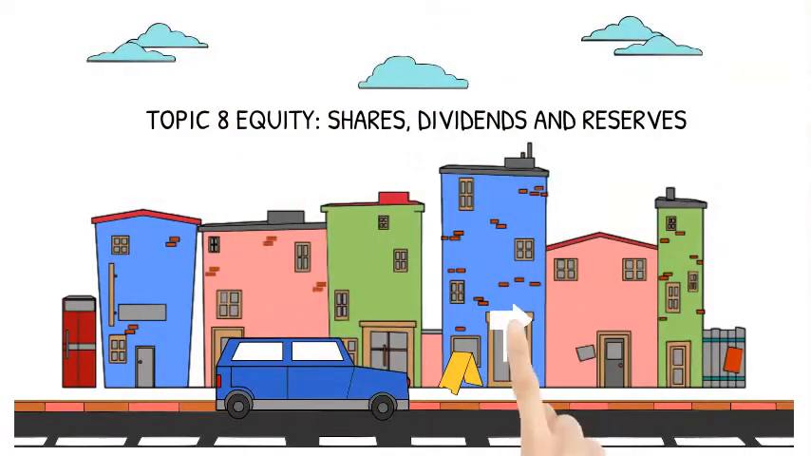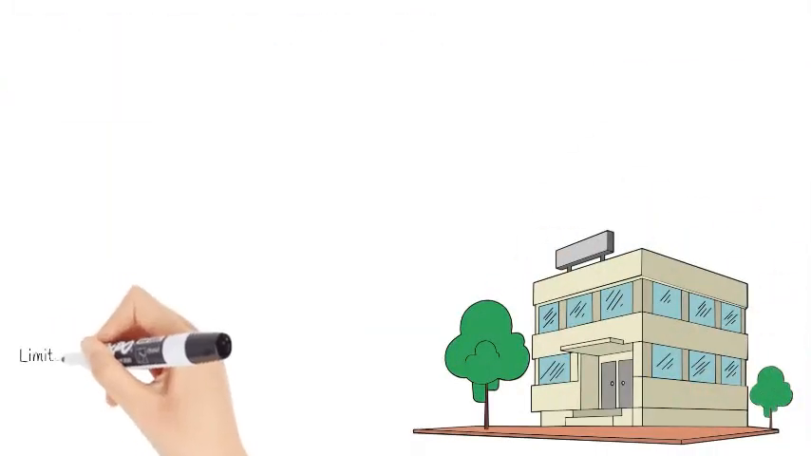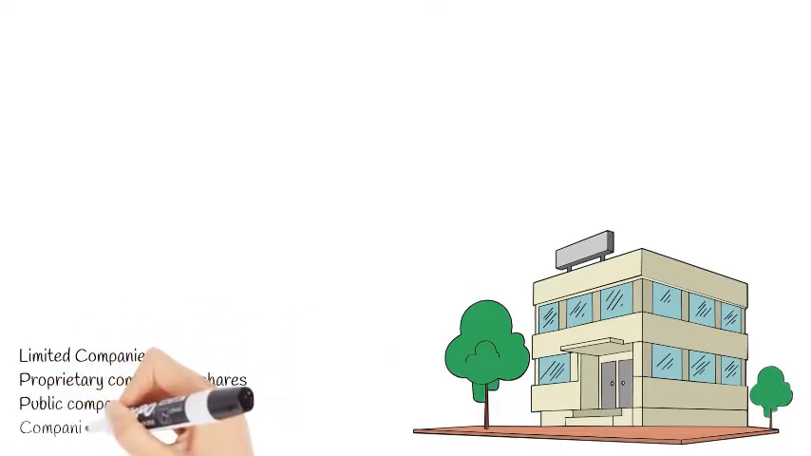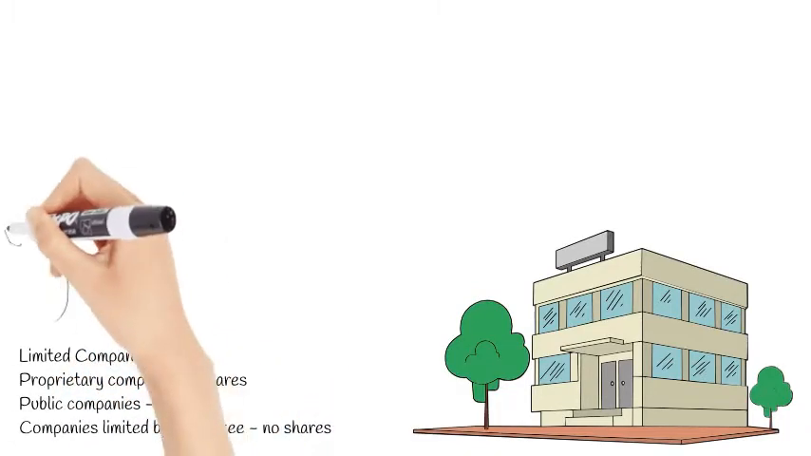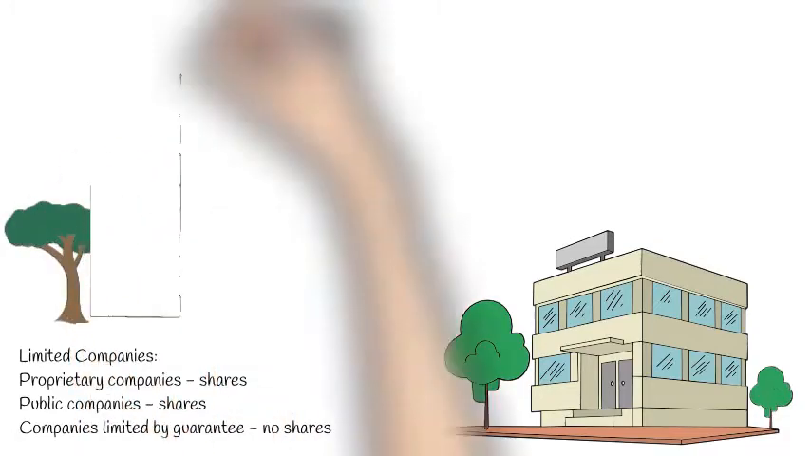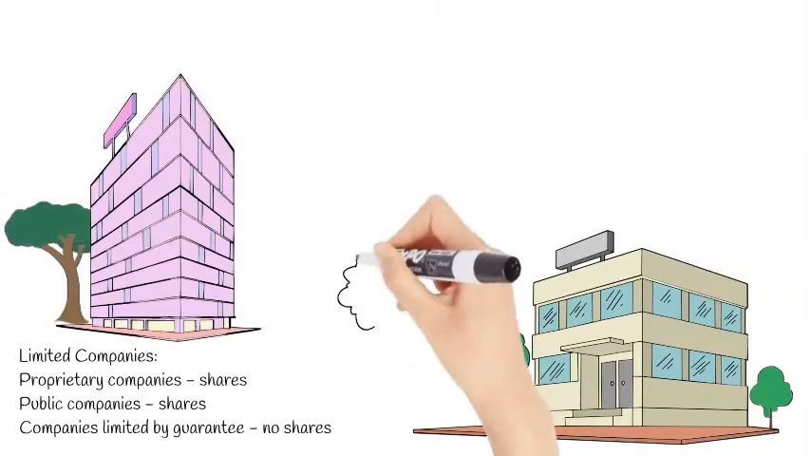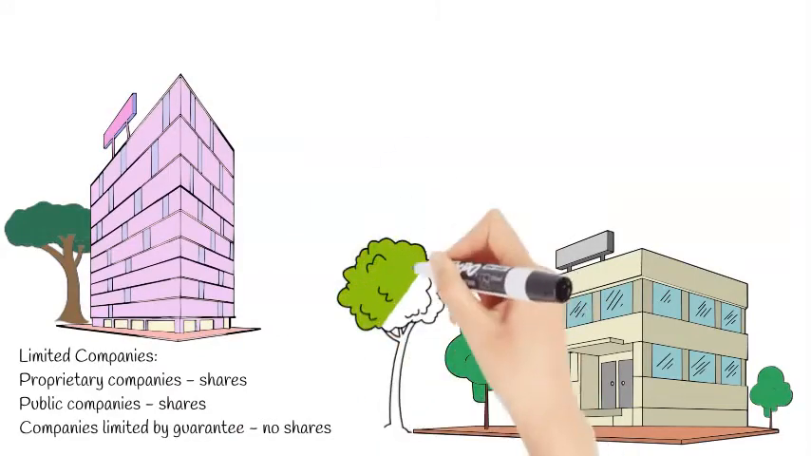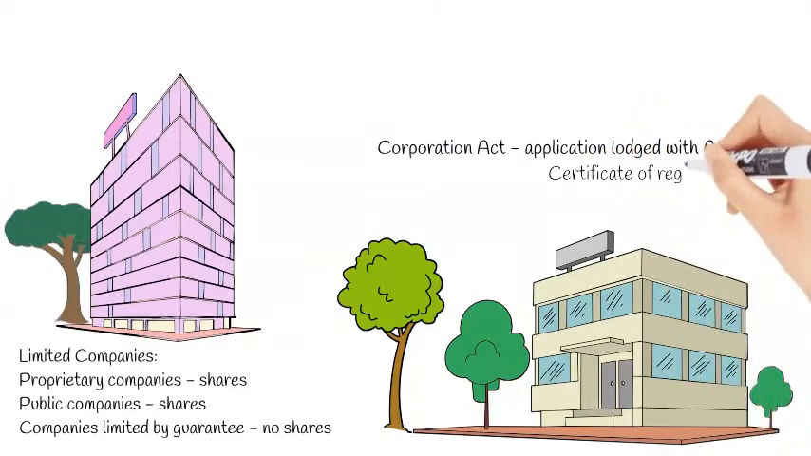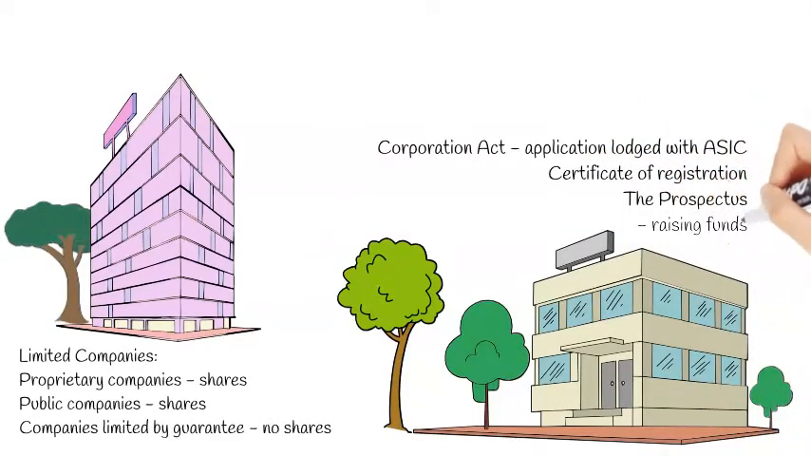Companies that are permitted to exist by law in the Australian business environment are limited companies, unlimited companies, and no liability companies. When forming a company, an application is lodged with ASIC. To raise funds from the public, a prospectus is issued. A prospectus is a document a company releases when issuing a new security, which tells potential investors about the investment.